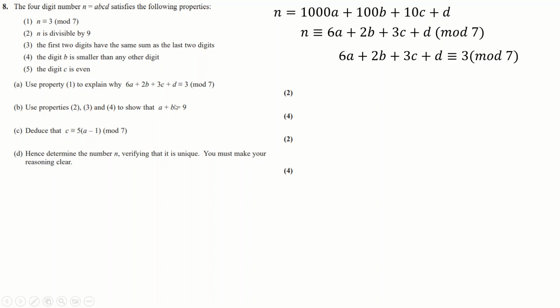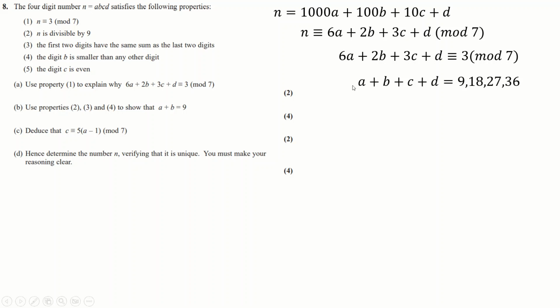Use properties 2, 3, and 4 to show this. So 2 says n is divisible by 9. For a number to be divisible by 9, the digit sum has to be a multiple of 9. So a plus b plus c plus d has to be equal to, you could write something like 9m where m is an integer, but it's better to just write either 9, 18, 27, or 36.